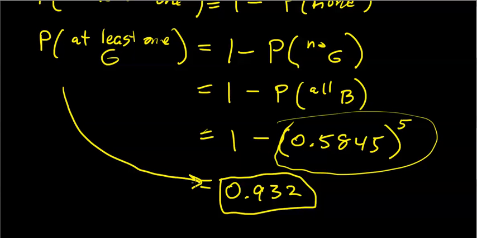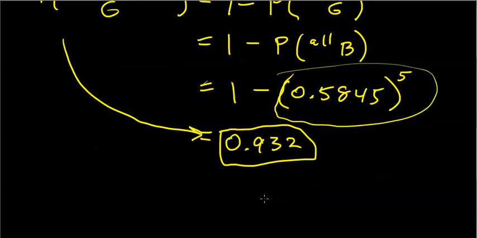So we see that when we're considering, in the large scheme of things, 5 births, the probability of getting at least one girl is pretty high. And that's what you might expect in real life. All right.